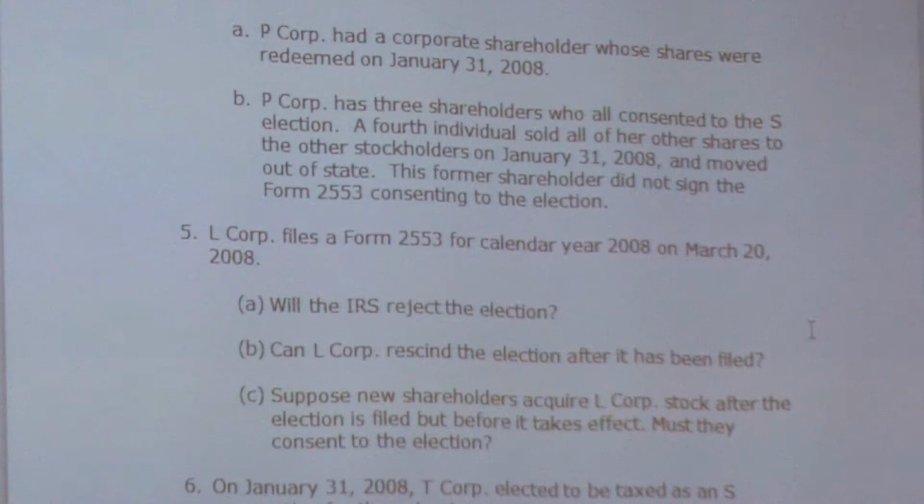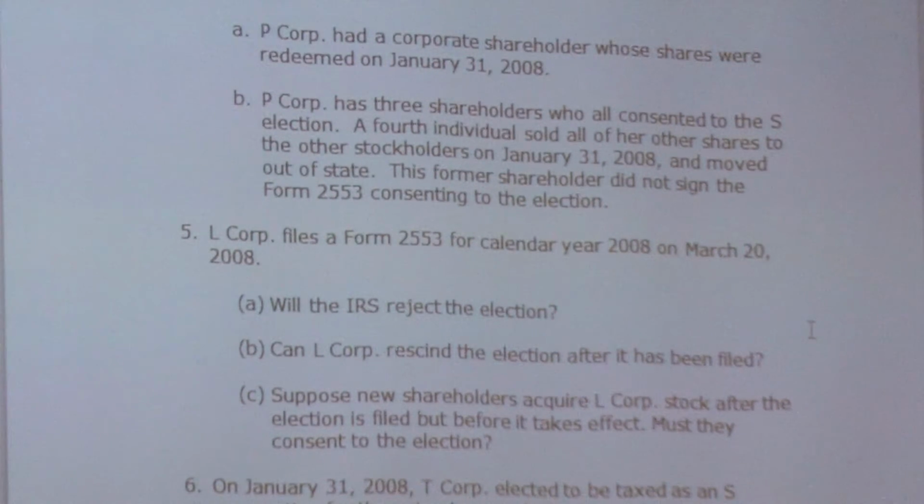Anyone who acquires S corporate stock after an election is made does not have to consent to the S corporate election. It's just an issue of when the election is made, who needs to consent. Anybody who's a shareholder on that date, and anybody who's a shareholder during a retroactive application date. These folks are acquiring after the election is filed, but before it's effective. So it's an odd circumstance, but they don't technically need to consent because there's no retroactive application period. The election's already there.